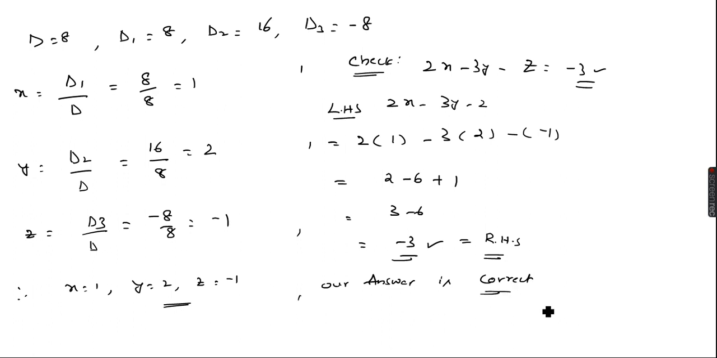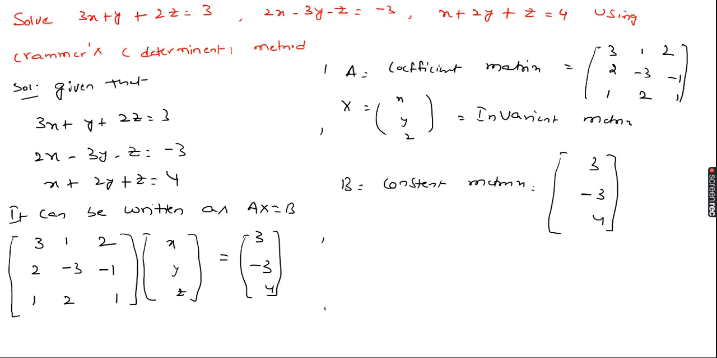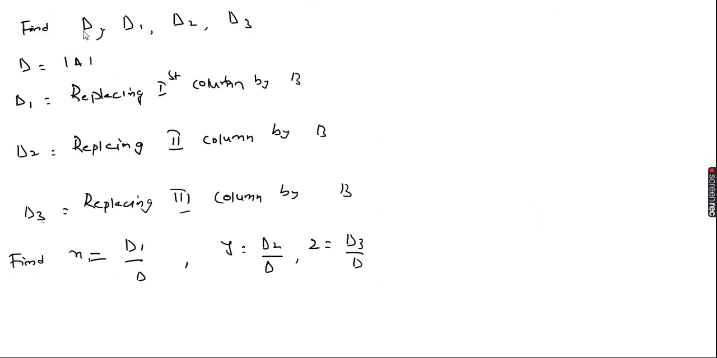So first let us recall that problem. This is a question on Cramer's method. Cramer's method is also called the determinant method. First of all, the system of linear equations can be written in the form Ax equal to b. A is the coefficient matrix, x is the invariant matrix, and b is the constant matrix. In this method we have to find delta, delta 1, delta 2 and delta 3.